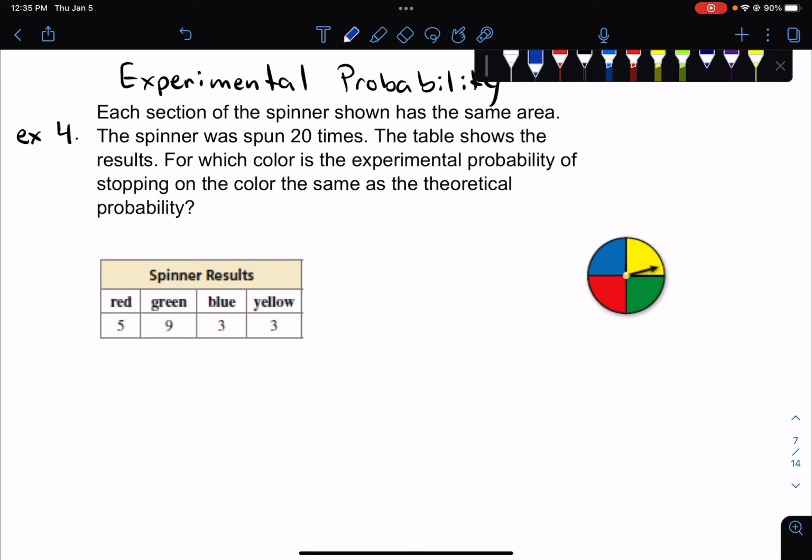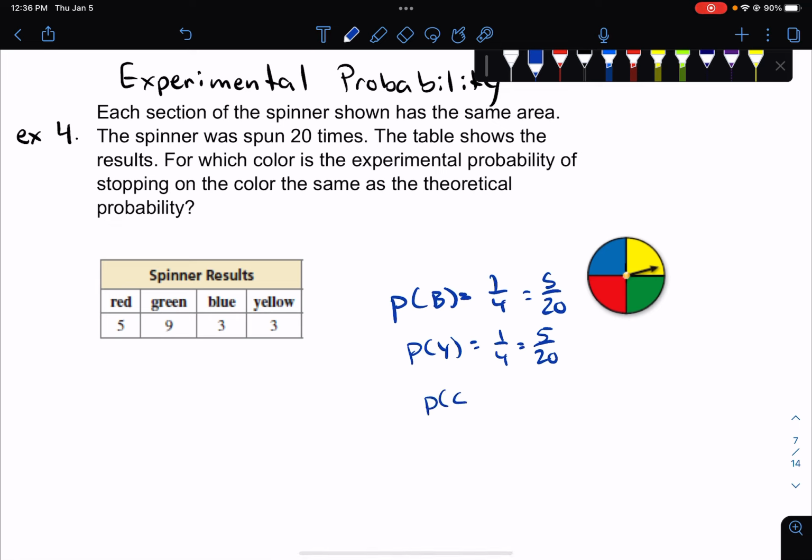the theoretical probability? So theoretically, the probability of getting blue is 1 out of 4. And if I do this 20 times, that would mean 5 out of 20 should be blue. The probability of getting yellow is also 1 out of 4, which is 5 out of 20 if I'm doing this 20 times. The probability of green, all of these are the same, right? These all are 1/4 or 5 out of 20.